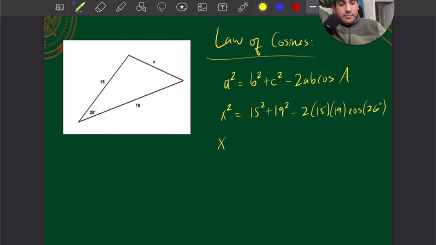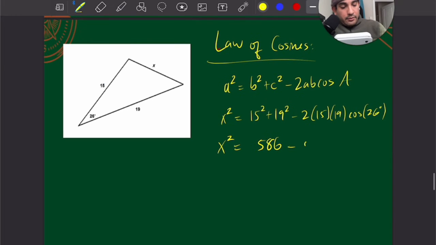Nice. Let's go ahead and simplify this. 15 squared plus 19 squared. Use my calculator for that. 586 minus 2 times 15 times 19. That's going to be minus 570 cosine of 26.